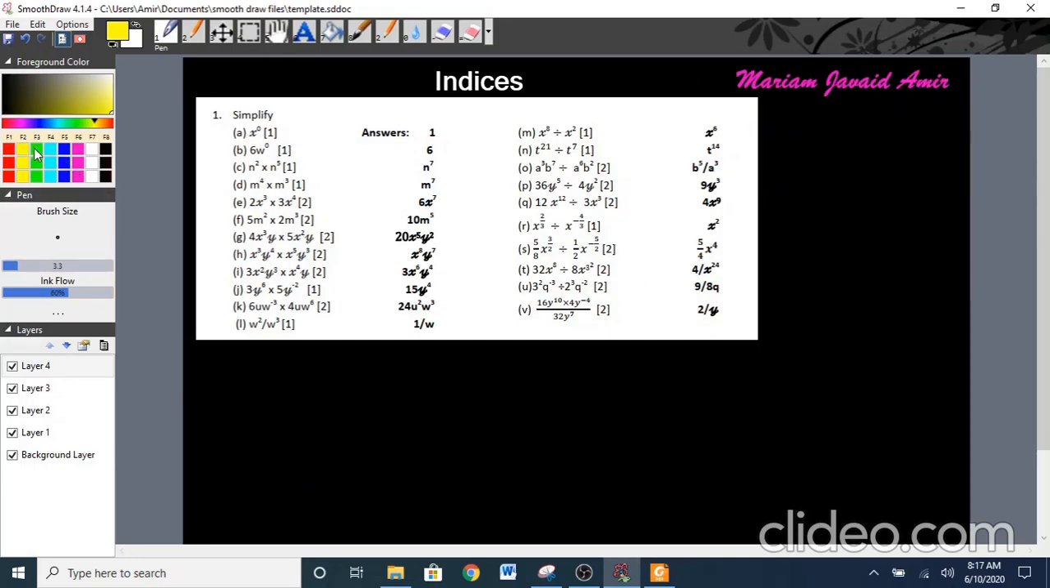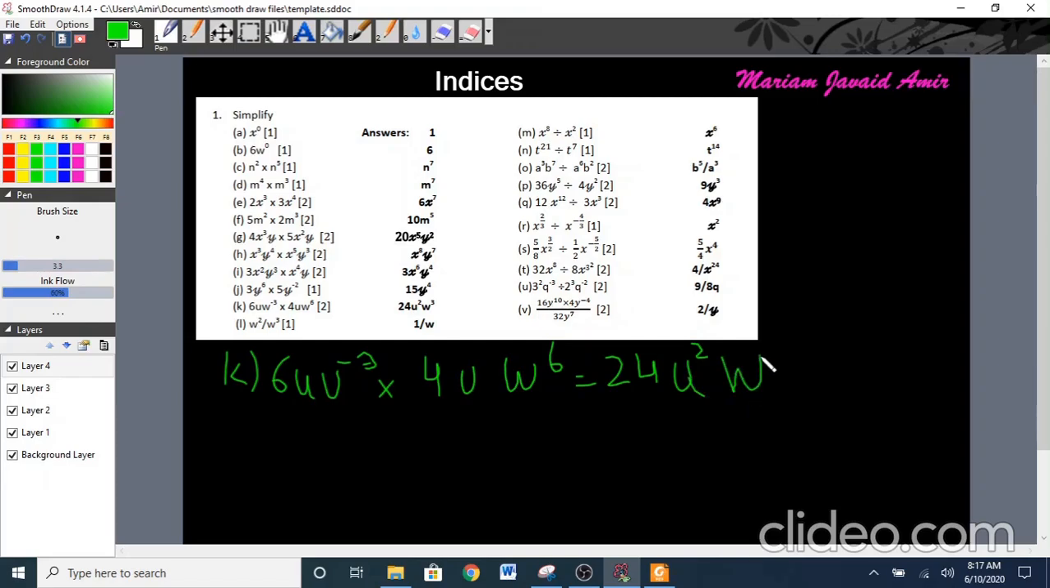Part K, 6u w^-3 times 4u w^6. Now 4 times 6 is 24. u power 1 times u power 1 will be u squared, because 1 plus 1 makes 2. And then for w, we'll add the powers of w. So w power minus 3 plus 6 is 3.